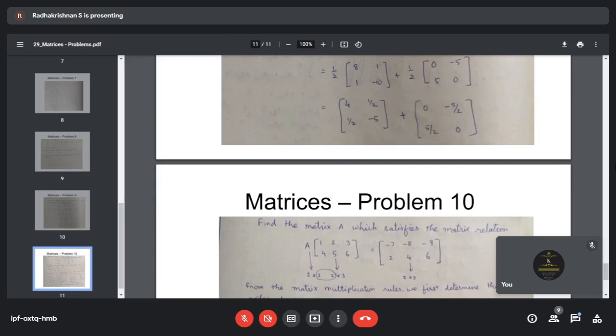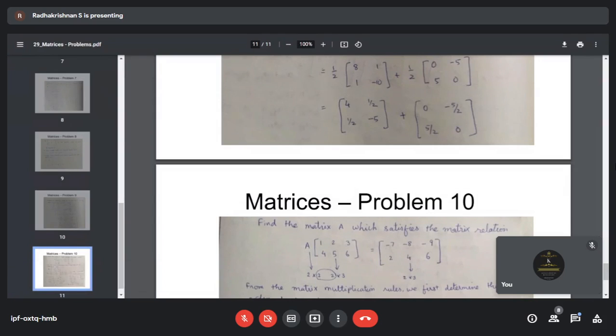So this is 2 by 3 and this is 2 by 3, right? So these two have to match. So 2 and 2 they are matching. Then the result we get is this into this. But we see that here you are getting 2 by 3, so this has to be 2. So matrix A has to be of the order 2 by 2.